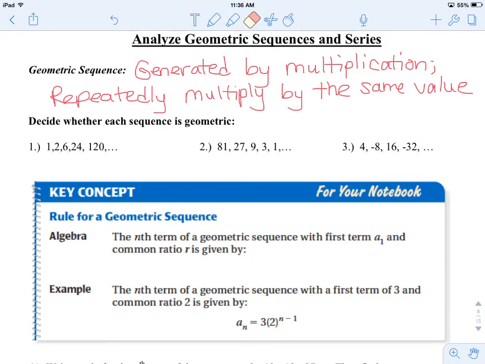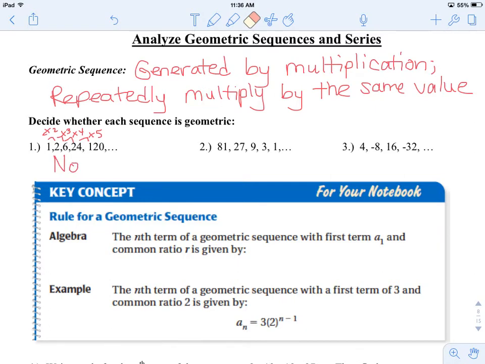So to determine if these example sequences are geometric or not, we need to think about what it is we're doing to find the next term, and if that thing we're doing is multiplying by the same number over and over, it will be geometric. That value we multiply by is called the common ratio, and we will use r to represent it. In example 1, it's 1, 2, 6, 24, 120. Well, at first we're multiplying by 2, then by 3, then by 4, then by 5. So we are not multiplying by a constant value, so no, this is not a geometric sequence.